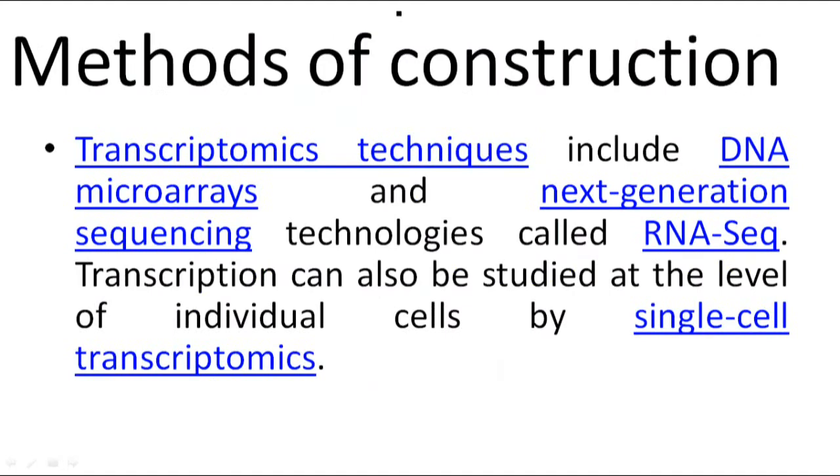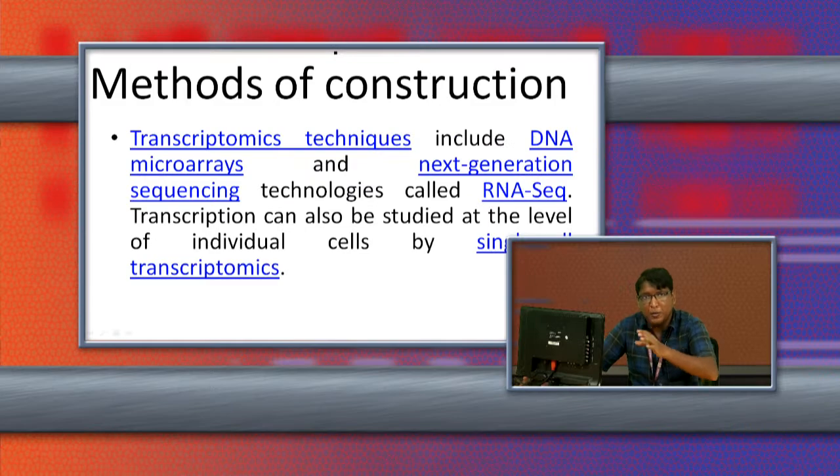What are the methods of construction? An important one. Transcriptomics techniques include DNA microarrays, the one which is given in our syllabus, and next generation sequencing technologies. Transcription can also be studied at the level of individual cells by single cell transcriptomics, based upon the requirement and based upon the need of research work, right? We can study the transcription profile or transcriptome profile of a single cell, or we can study the transcription profile of a population of cells in a short span of time, but accordingly the technique varies, right?